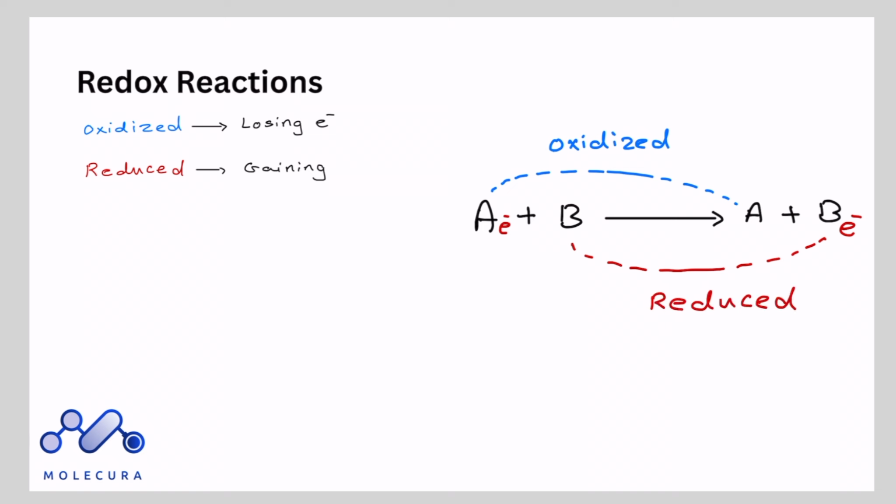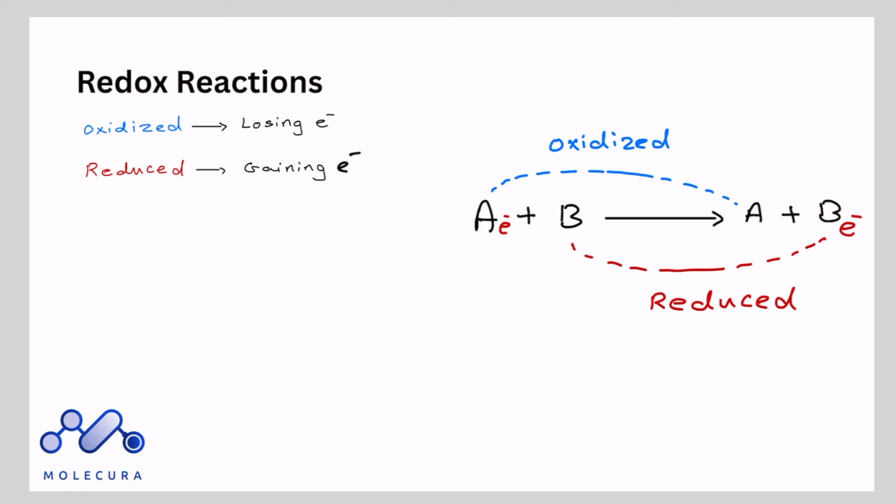One more time. Oxidation means losing of electron. Here we have A that has one electron attached to it. A is losing this electron, so it has become oxidized. Reduction means gaining electron. So what is happening here? Our B, which didn't have an electron, now has one extra electron attached to it. So our B has got reduced.